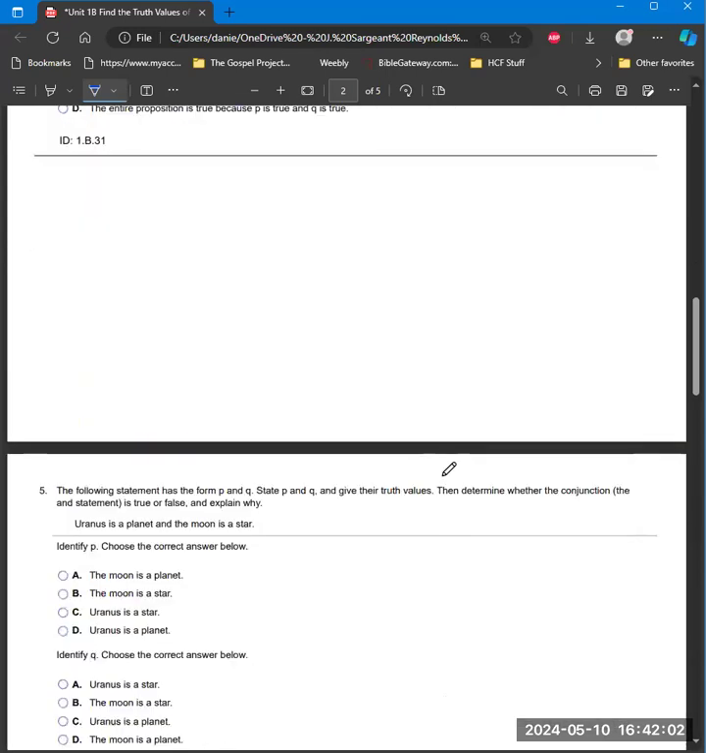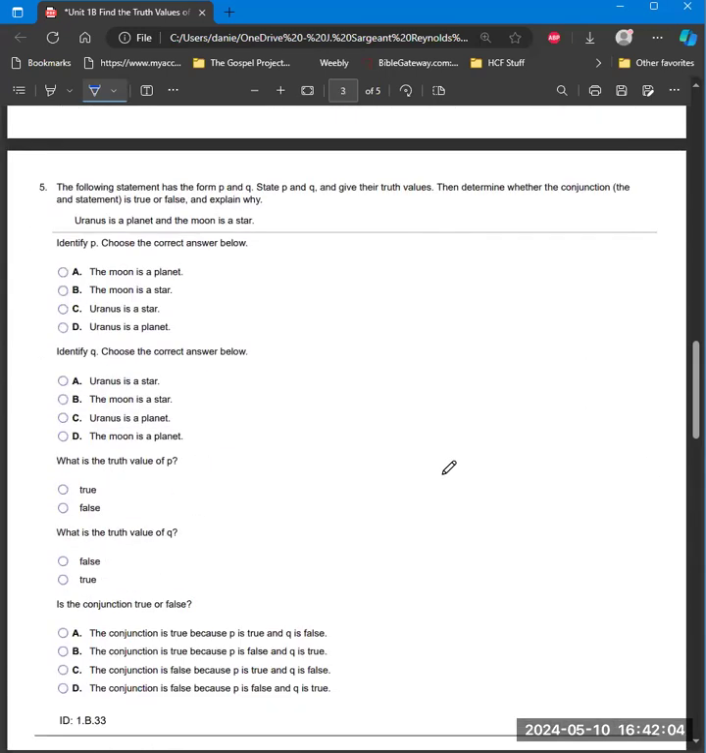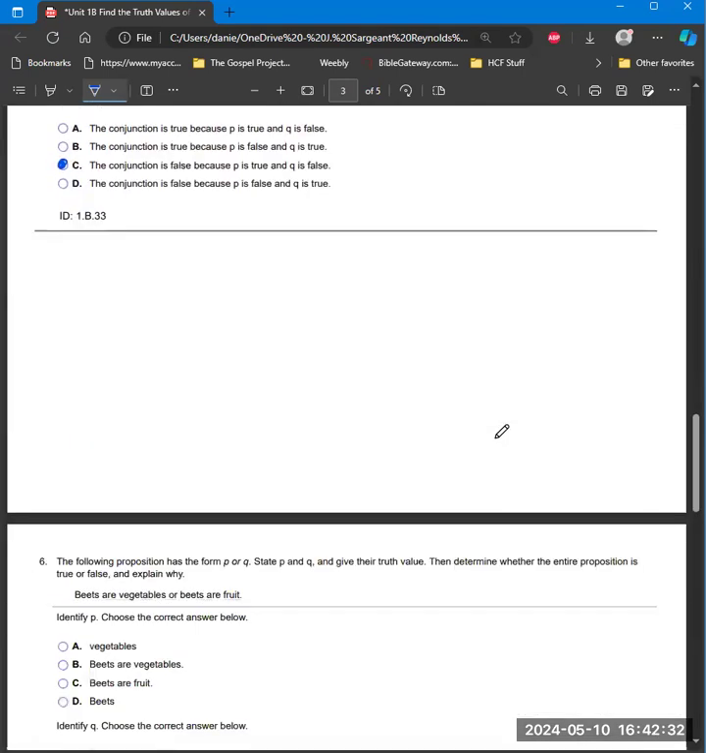C. This is also one of the P's and Q's. Uranus is a planet. That's true. The moon is a star. That's false. True and false. And that's going to be false because P is true and Q is false. That's C.